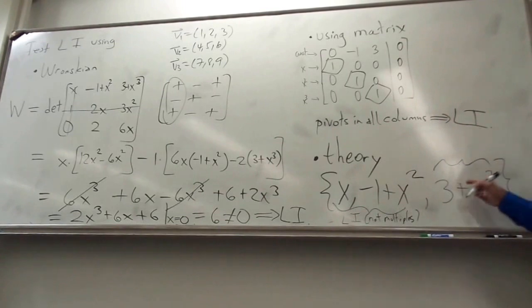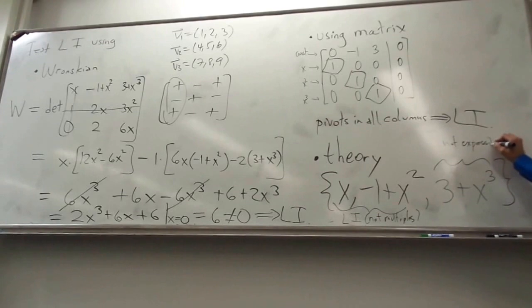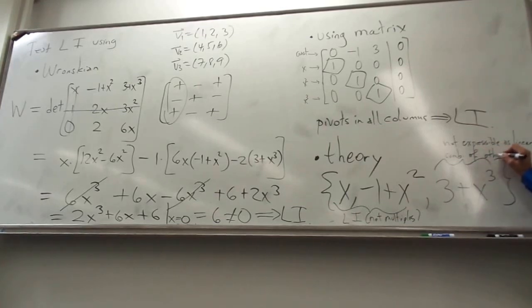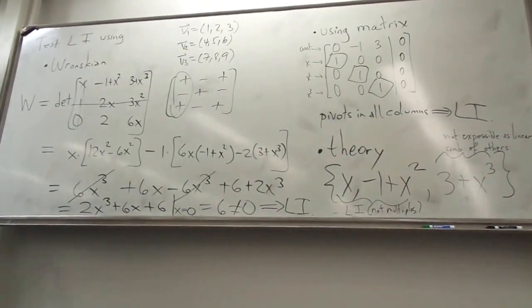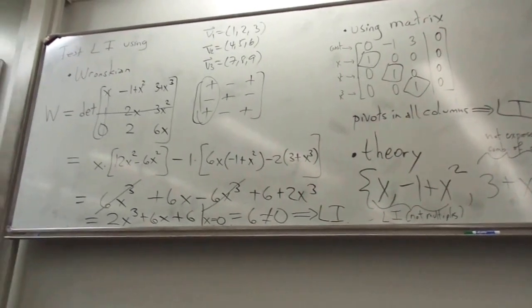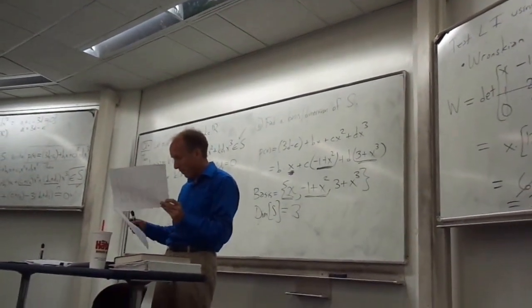And then the third one is not expressible as a linear combination of the others. So the set remains LI. Okay, everybody all right with that? Beautiful. So we have shown, and this LI bit was actually problem 3 on the sheet. So I've actually done the third problem without even really realizing it.